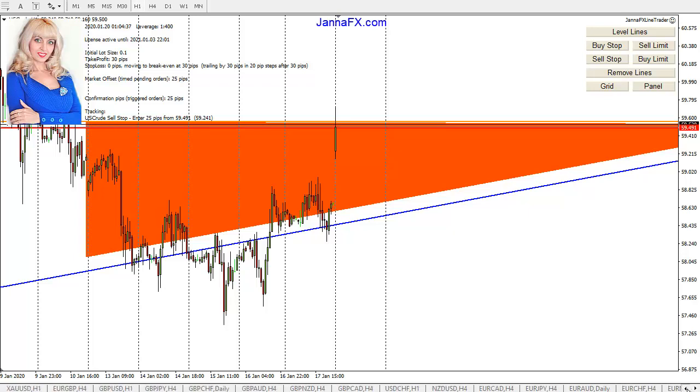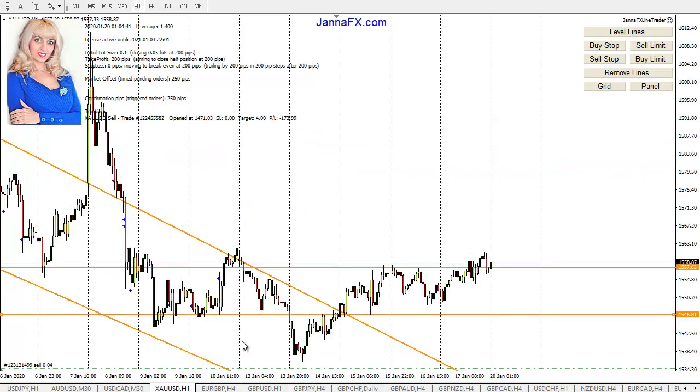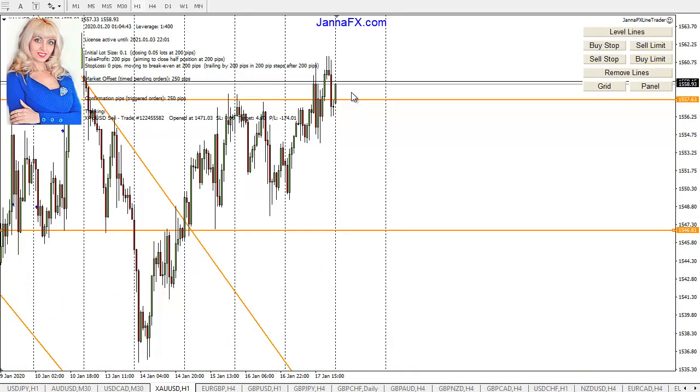Okay, and now I'm going to check on gold, and gold opened with no gap, so I'm just going to leave it and wait for a consolidation, because at this moment I have nothing, so just a waiting time for gold.